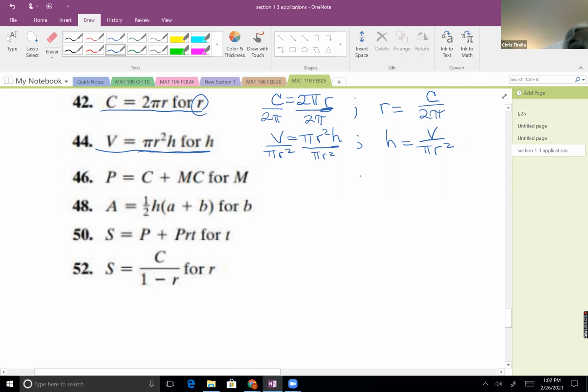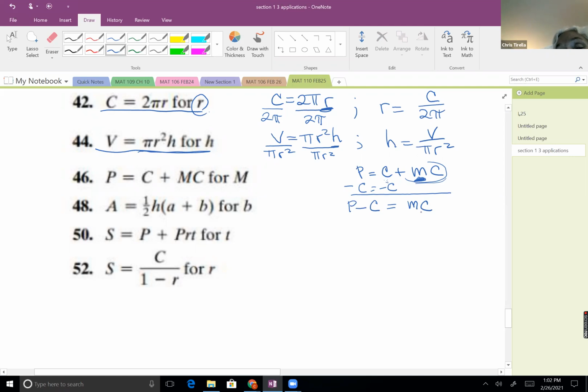Next one's a little bit more involved. I've got p equals c plus mc, and I want to solve for m. Again, in order to get that m alone, we want to get the m term alone on one side of the equal sign first. So we have to move that c, that single c. Since it's being added, we'll add the opposite or subtract c from both sides. On the left, I can't combine them, so I get p minus c is equal to m times c.